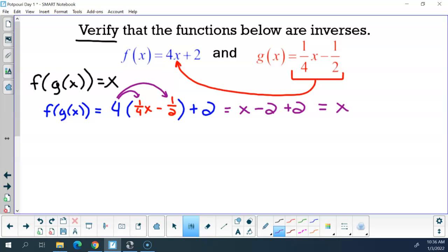Okay? So I just showed that f of g of x is x. Now, that's not enough. That's only half of the work that needs to be shown. Now I got to show it the other way. So now I got to take f of x and put it in g of x. All right, so I've got to show g of f of x is also x.